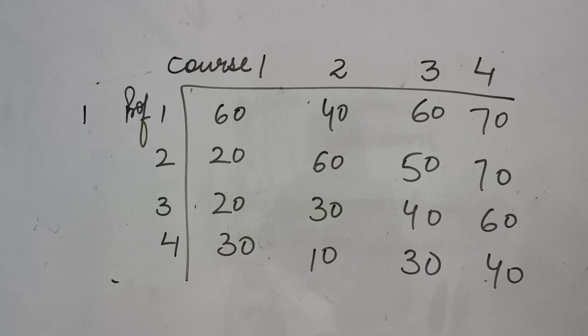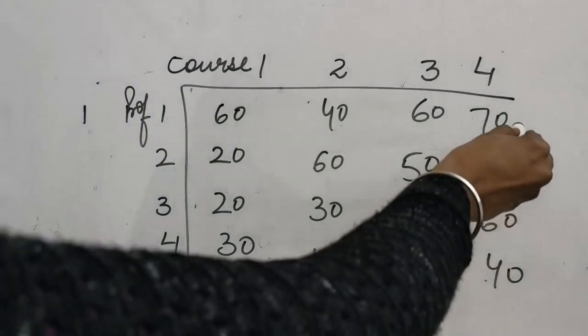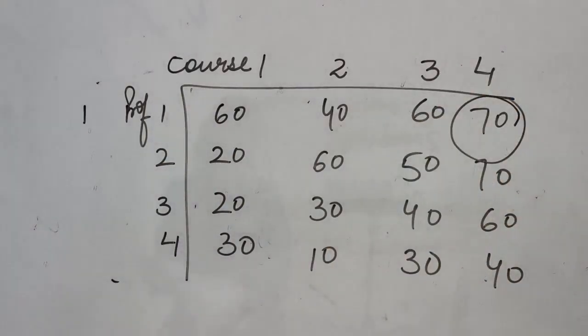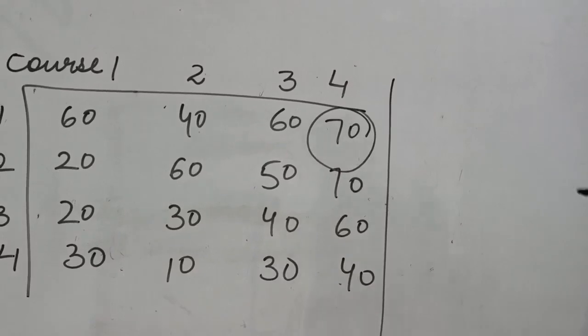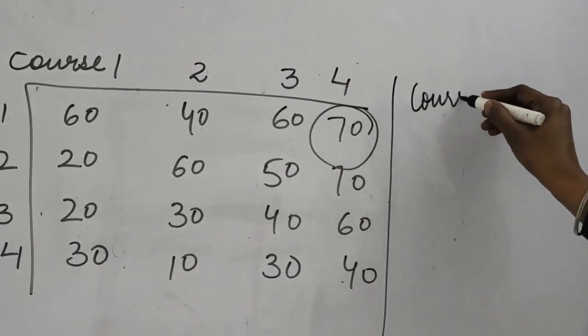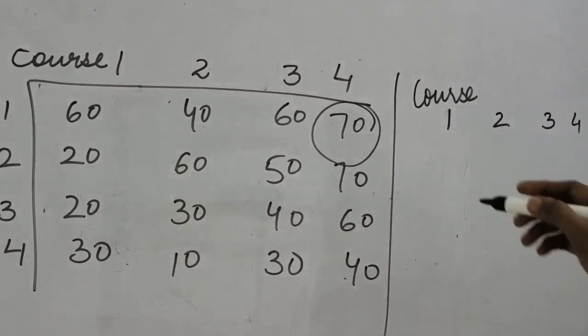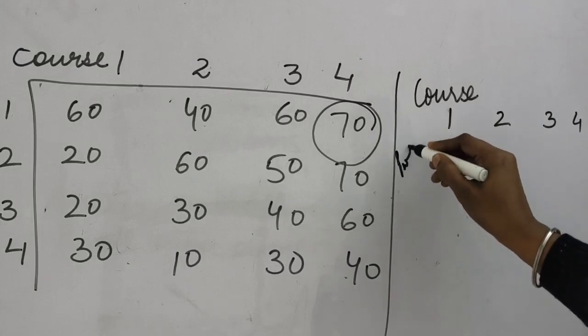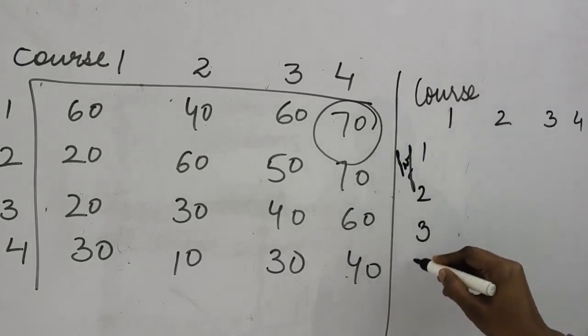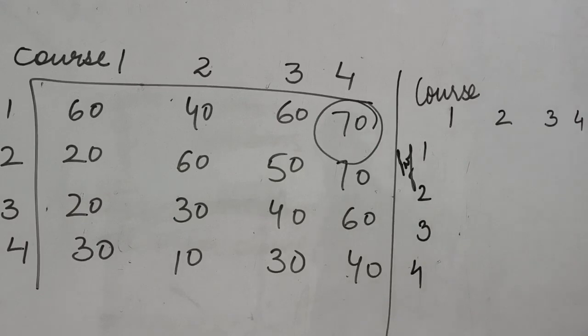And how do we do that? We select the highest element from the entire matrix. From this entire matrix, the highest element I can see is 70. Now we will subtract every element from this maximum element 70, and then we will reach a matrix that will be called a minimization matrix. Now if we want to create a minimization problem, we have courses 1, 2, 3 and 4, and on the left-hand side, professors 1, 2, 3 and 4. So now we will subtract all the elements from this 70.